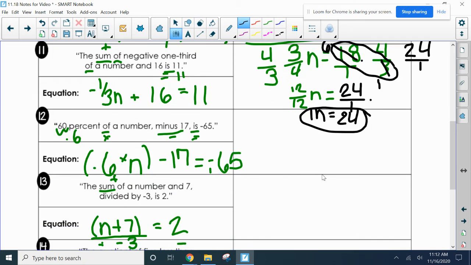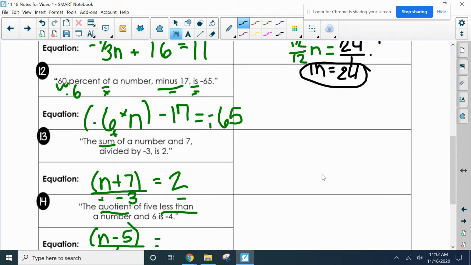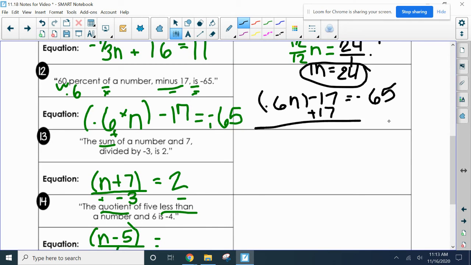Awesome. All right, so we have 60% of a number. You can put parentheses, you don't need to, because it's multiplication, then subtraction. Minus 17 is negative 65. Again, backwards order of operations, start at the bottom. Addition and subtraction we get rid of first. So to get rid of minus 17, we're going to add 17. Add 17. Minus 17 plus 17 cancel.